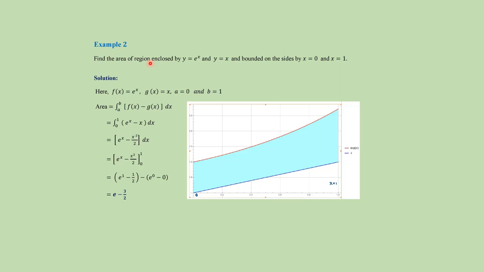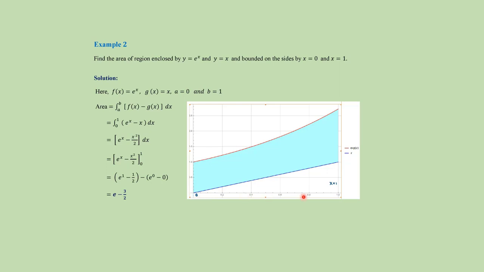For this example, we have two functions, y equals e to the power x and y equals x, and it is bounded by the sides x equals 0 and x equals 1. Now, if we draw the graph, y equals e to the power x becomes this type of curve, and y equals x becomes this straight line.